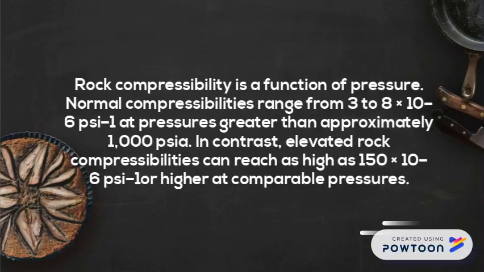Normal compressibilities range from 3 to 8 times 10 to the power of negative 6 psi to the power of negative 1 at pressures greater than approximately 1000 psi. In contrast, elevated rock compressibilities can reach as high as 150 times 10 to the power of negative 6 psi to the power of negative 1 or higher at comparable pressures.